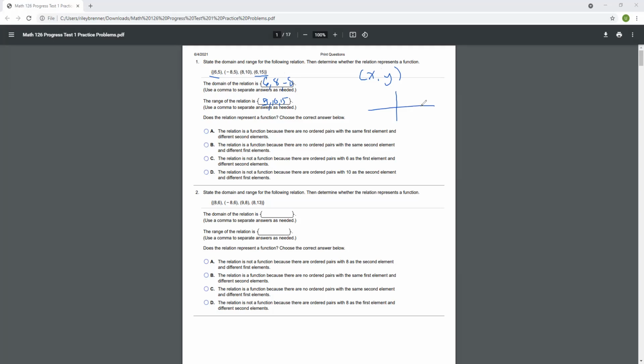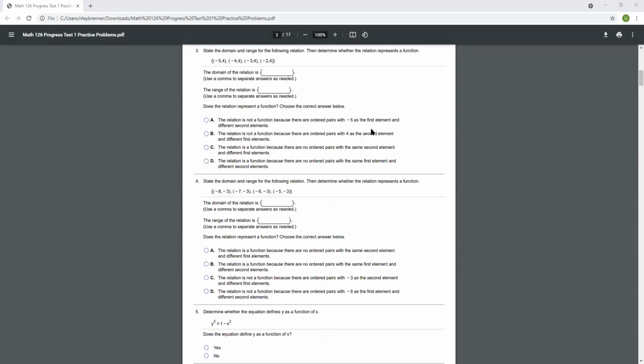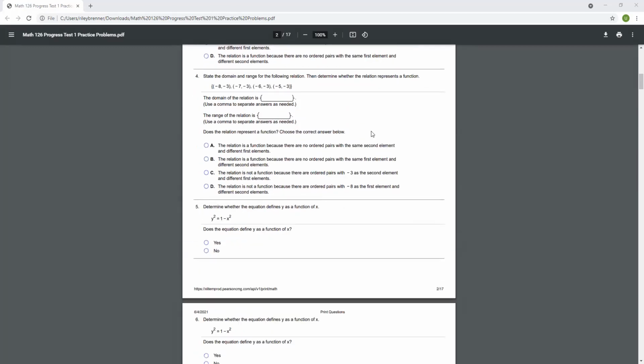So if I was dropping it on a graph, then I would have something that looks like this. And obviously I could do my vertical line test and see I have an issue. So this is not a function. And so with these, that's kind of what you'd be doing for these relation ones. Okay, there's some more. I would definitely recommend going through and doing this.